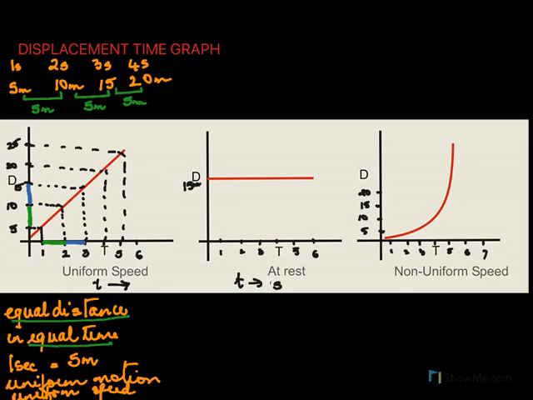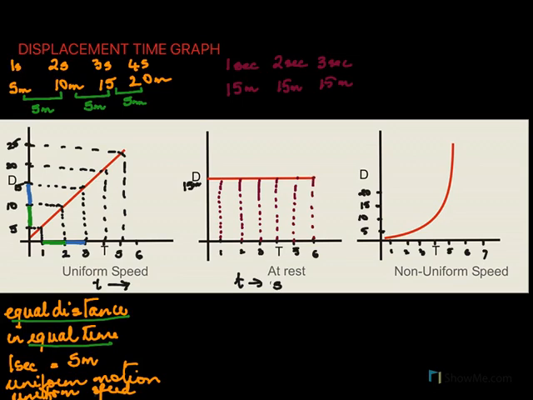Let's get on to the next graph. Now this is the second graph, and in this graph, at 1 second, the object is at 15 meters. At 2 seconds, it is also at 15 meters. At the third second, it is also at 15 meters. What can you say about this object? At the 4th second, 15 meters. At the 5th second, also 15 meters. 6th second, also 15 meters.